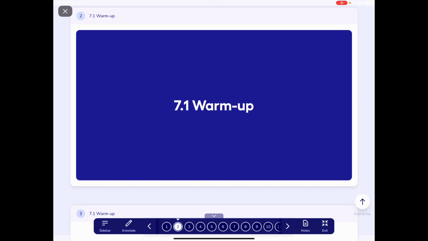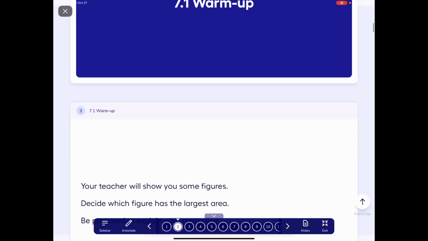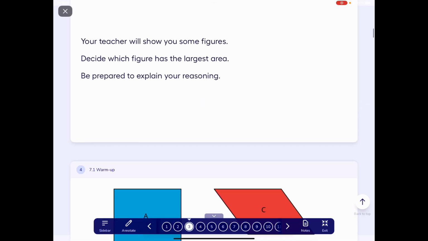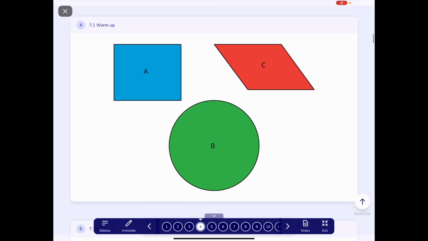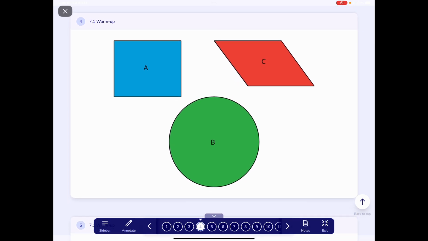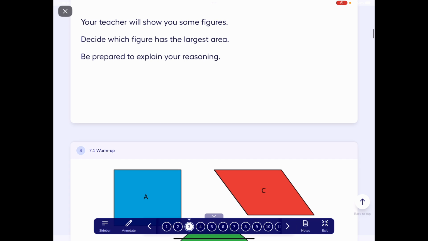So for the warm-up, we're going to consider the space inside of some different polygons. Polygons is a fancy word for shapes that are closed and don't have circular sides. So A and C are polygons. B is not a polygon. But look at the space inside of these two polygons and the circle. So think about, which figure has the largest area?